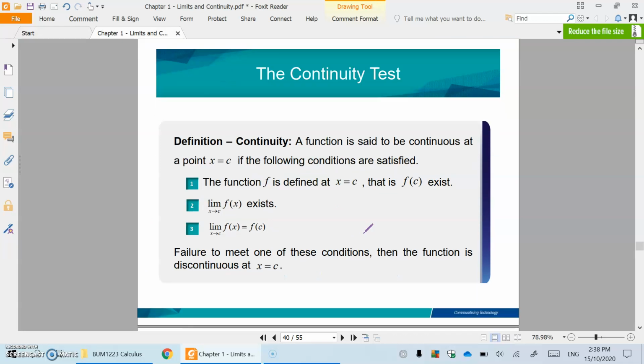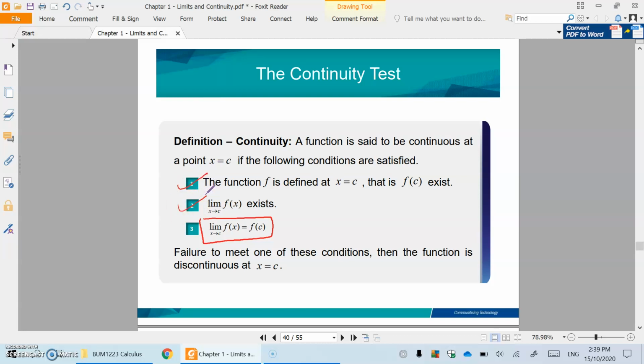The continuity test. A function is said to be continuous at a point, let's say x equals c, if the following conditions are satisfied. The first one: the function f is defined at x equals c, which means that f(c) exists. Second: the limit of f(x) as x approaches c exists. And the third one, which is the very important one: the limit of the function f(x) as x approaches c is equal to f(c), which means that 1 is equal to 2.